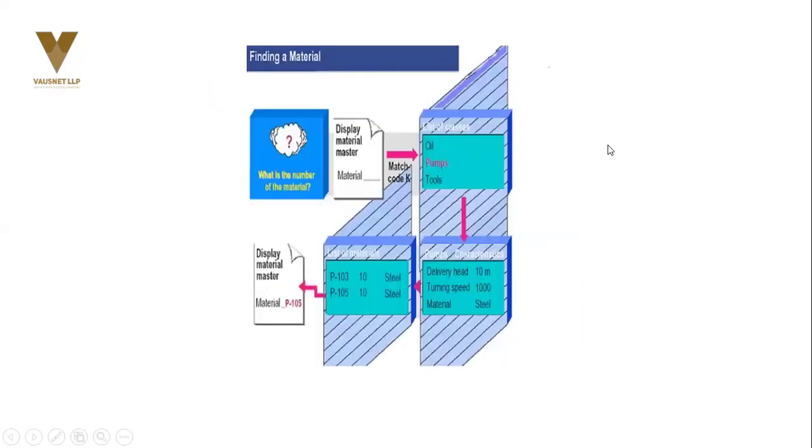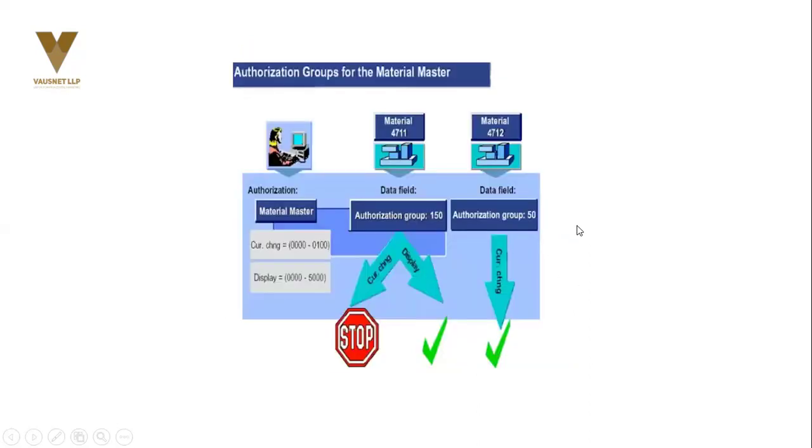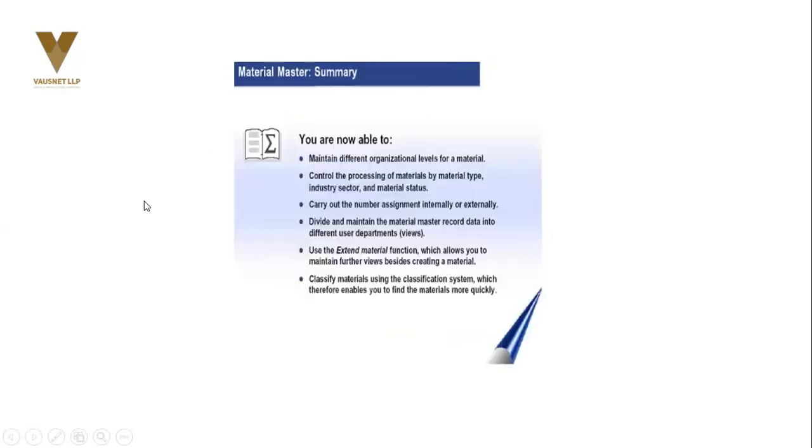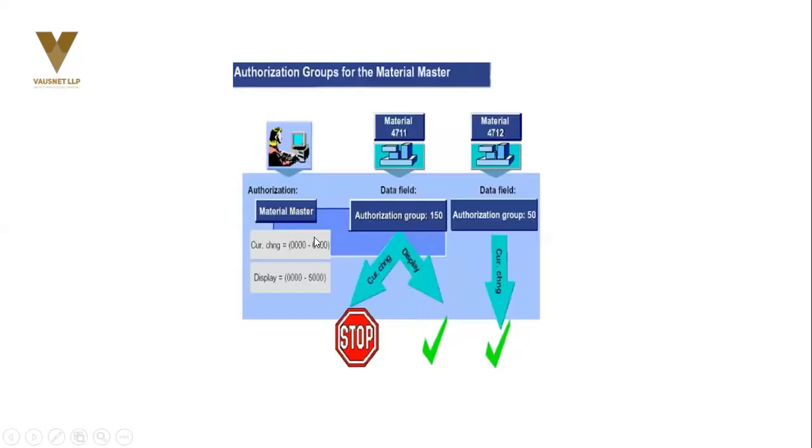So finding a material, again, we can find a material based on the plant, because at plant level, you define your material and that can be searched when we actually make that. Authorization group is basically for users who will be responsible for maintaining this material. Okay, so they can actually work on a specific material type from a plant perspective, from a specific material. Those authorizations are given to users. So some users will have change authority, some will have only display authority.